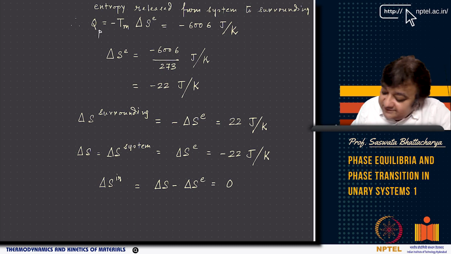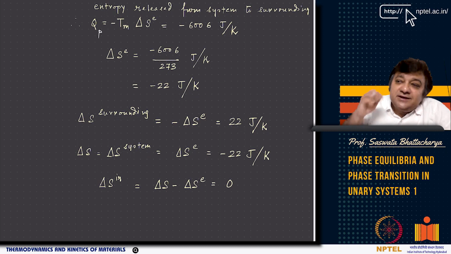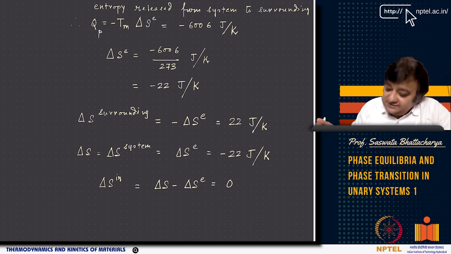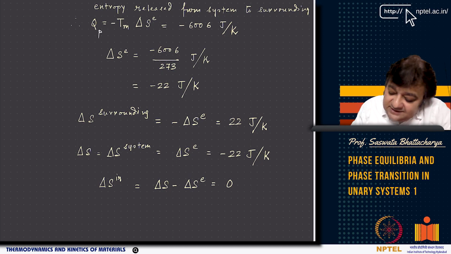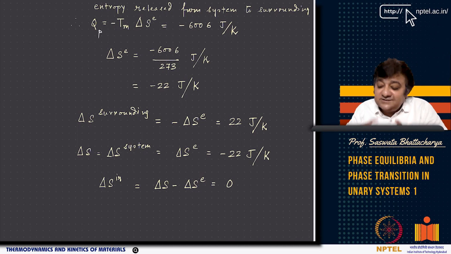This is due to the heat transfer of minus 6006 joules per mole. The 6006 joules is the amount of heat released by 1 mole of water when it converts to ice. Now 6006 by 273 is the delta S, but it is negative, minus delta H over Tm, because entropy is released from the system to the surroundings. So the entropy of the surroundings will go up by exactly the same amount, which is 22. So delta S surrounding and delta S system add up to 0.